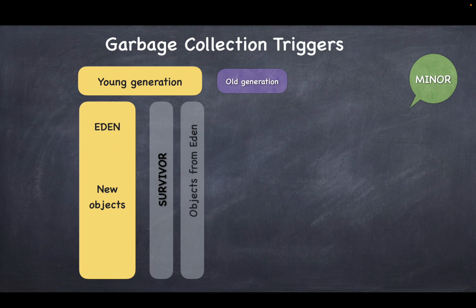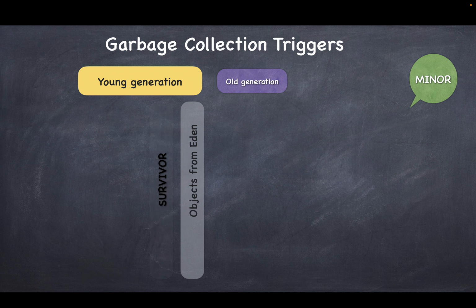So what is this minor event? The minor event is nothing but the objects in the young generation space, which is the Eden and the survivor space, getting garbage collected. When the minor event is triggered for the garbage collection, all those objects that are ready to be garbage collected in the young generation space will get garbage collected.